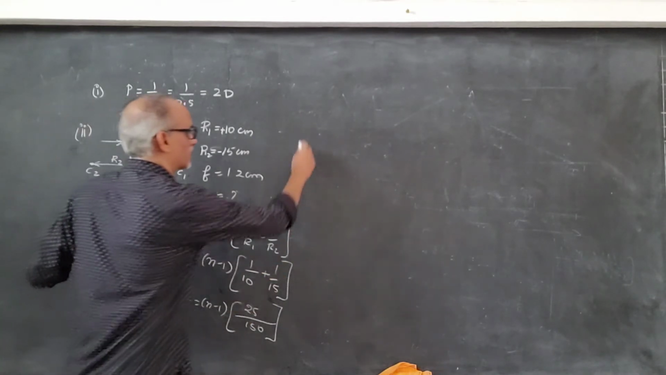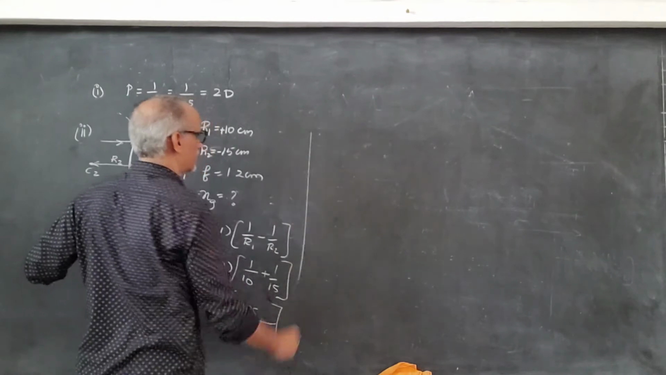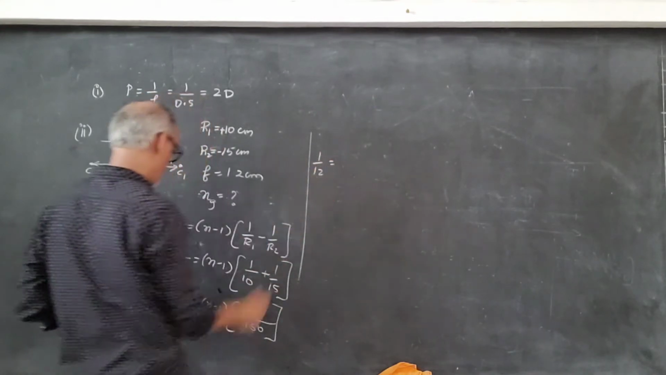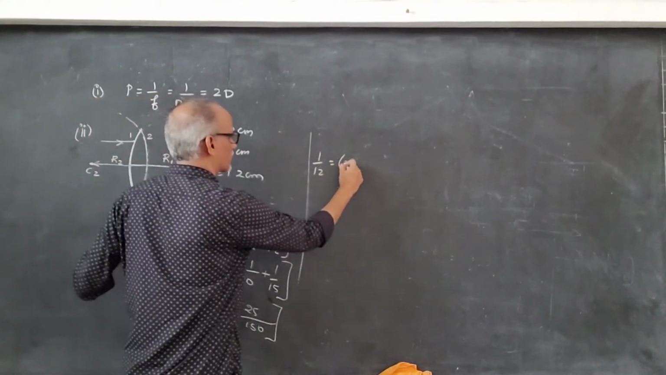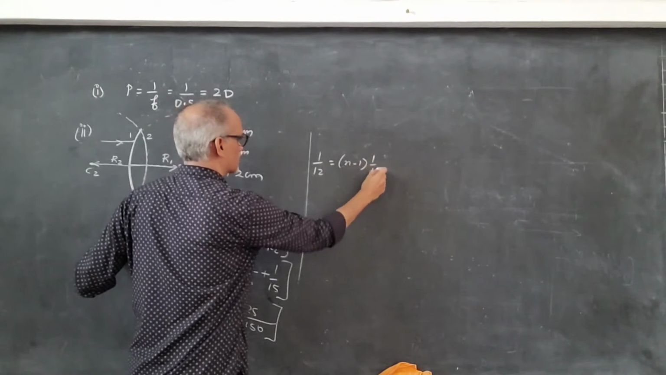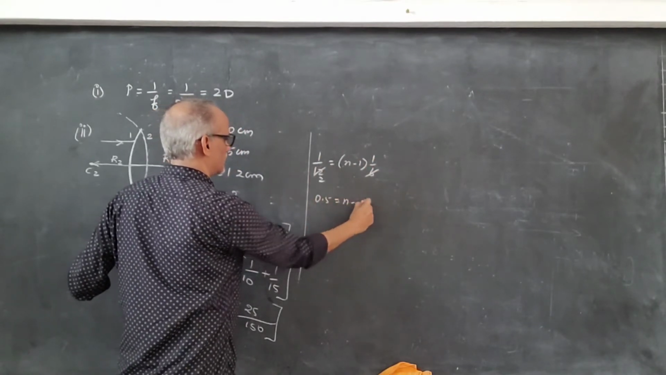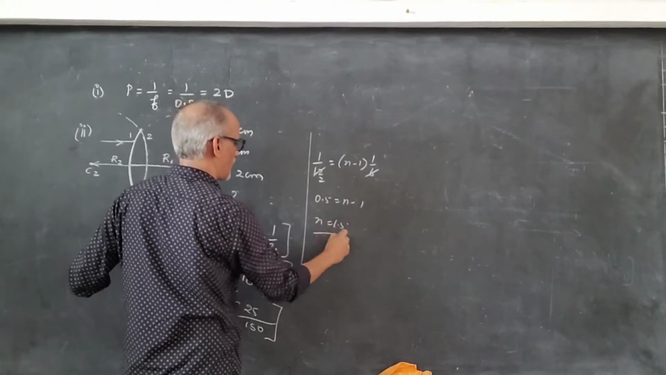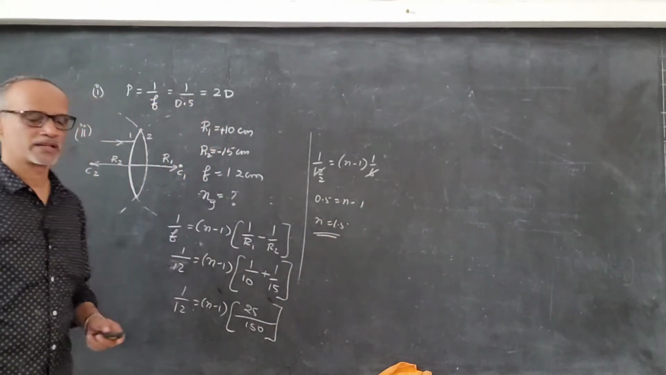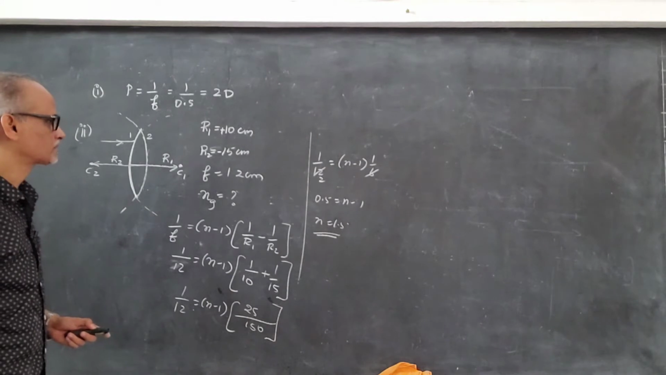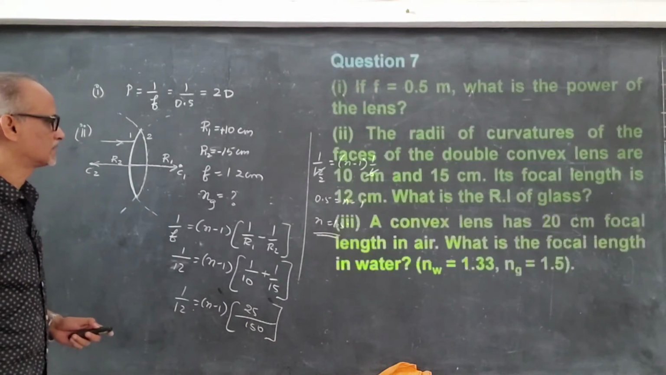So I will get 1 by 12 equal to n minus 1 into 1 by 6. This 6 is twice of 12. Therefore 0.5 is n minus 1, so n is equal to 1.5. So that's the second option. Now let's see the third one.